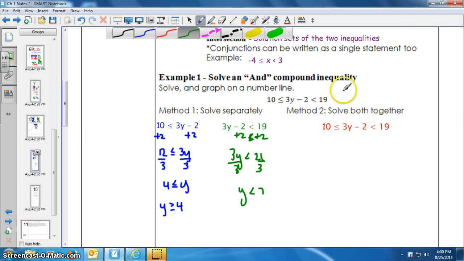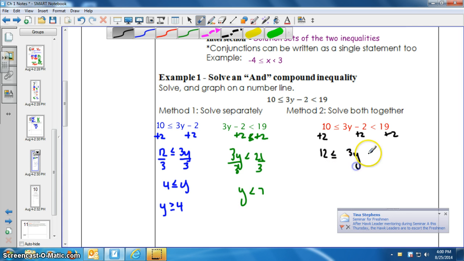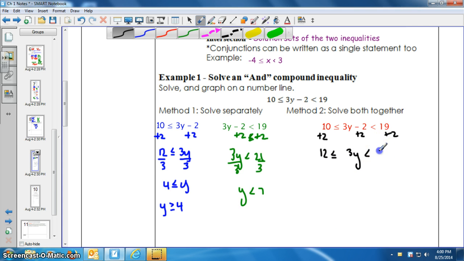The other method is to solve both together. And that would be to first add 2. Now whatever we do, we have to do to both sides there. So it's kind of like we've got two equations being solved at the same time. And then we have a 3y, and then we have 21. And last step, divide by 3. We have to do it on every side. So now we get 4 less than or equal to y less than 7. And that's the same answer. It's just written in that single statement form.